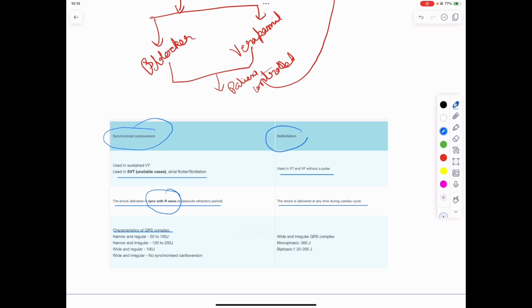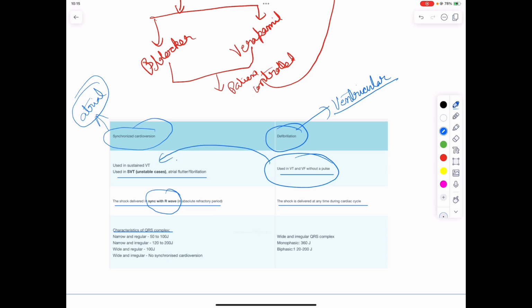Remember, defibrillation is mostly used with respect to the ventricular part of the heart, whereas synchronized cardioversion is used with respect to the atrial part of the heart, broadly. If after ventricular tachycardia or ventricular fibrillation there is no sustained response, it is not accelerating, then again we go towards the sustained cardioversion, synchronized cardioversion.